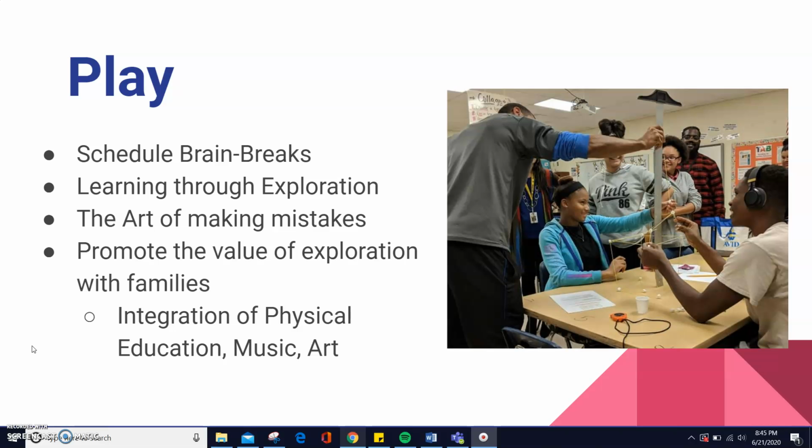Learning through exploration, which lends itself to what I call the art of making mistakes, and reinforcing with students that making mistakes can be a learning tool, and that it's not a bad thing to make mistakes as long as we're learning from the mistakes that we made and how we can continually try to avoid things that will hurt us in the future. Promoting the values of exploration with families.